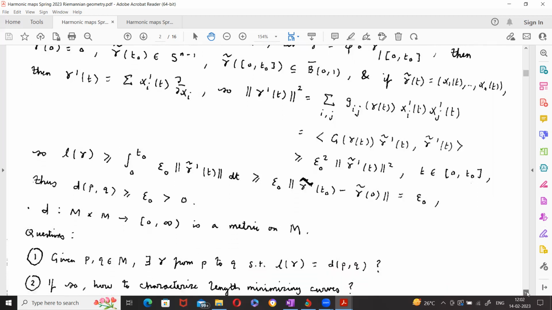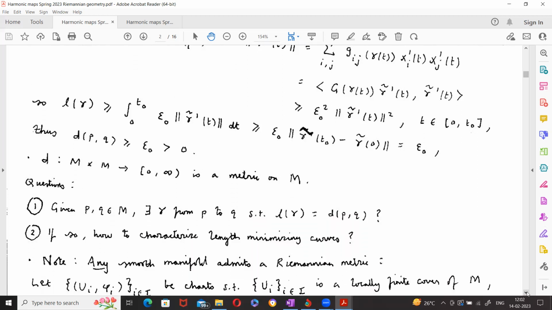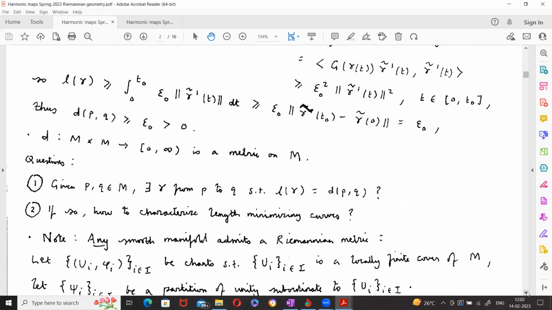So we get a metric on our manifold M. There are some natural questions which we'll give some answers to later. Given two points P, Q in M, does there exist a curve gamma from P to Q whose length is equal to the distance between P and Q? In other words, is the shortest length attained? Is there a curve which attains the shortest length? And if so, how can we characterize the length minimizing curves?